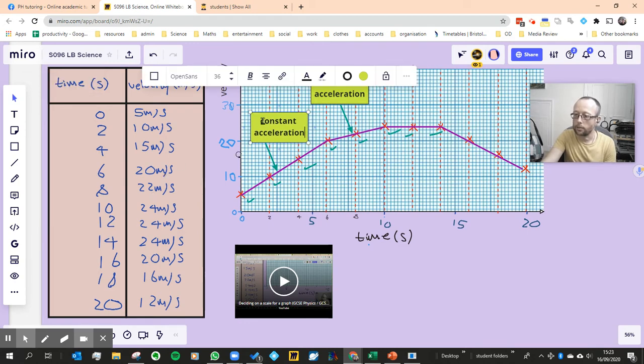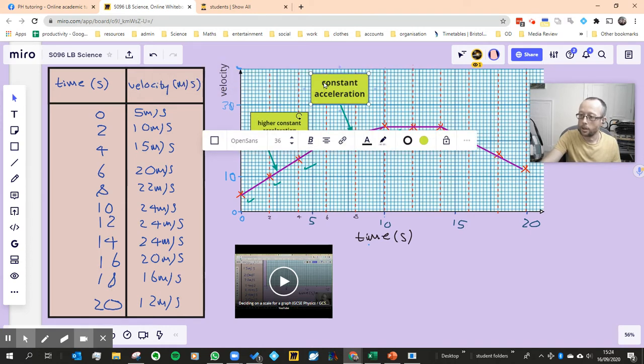So this first one increased by 5 meters per second each 2 seconds. So this is a higher constant acceleration. And this one here increased only by 2 meters per second each time. So this is a lower constant acceleration.